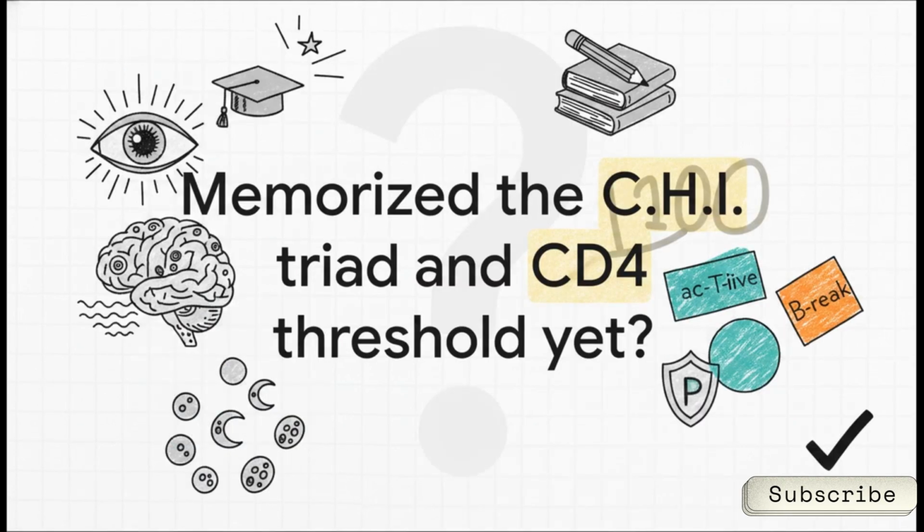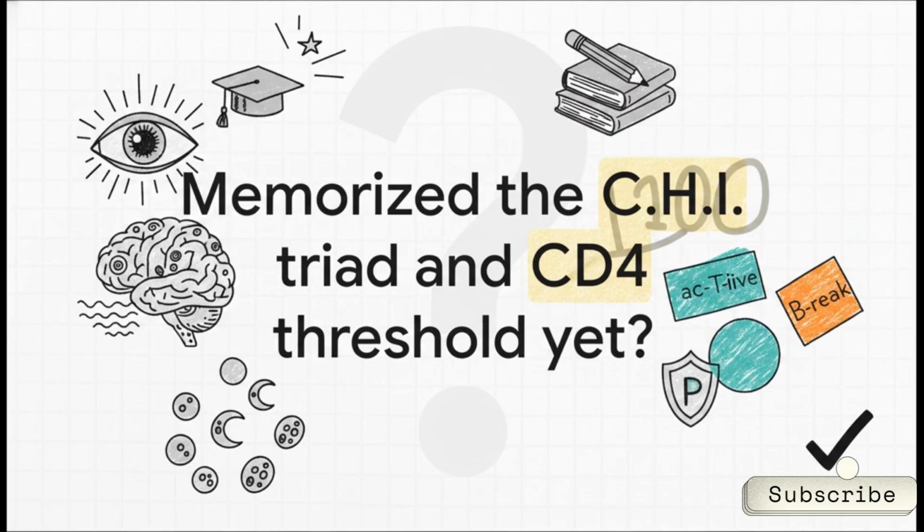As you wrap up this explainer, make sure you can instantly recall that CHI triad and the 100 CD4 threshold for HIV prophylaxis. If you lock those in right alongside our mnemonics, you're going to absolutely crush these questions on your exams. But hey, before we go, consider this wild fact.